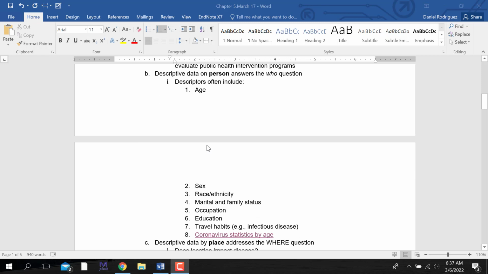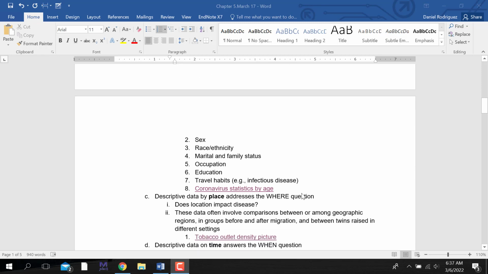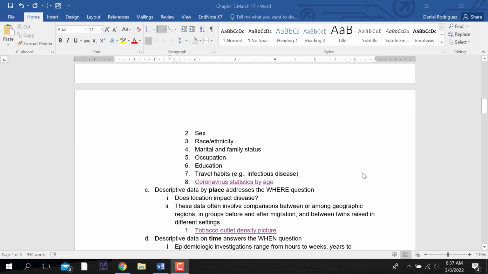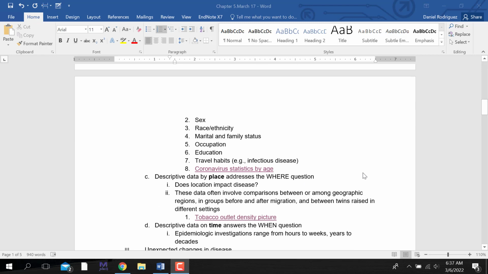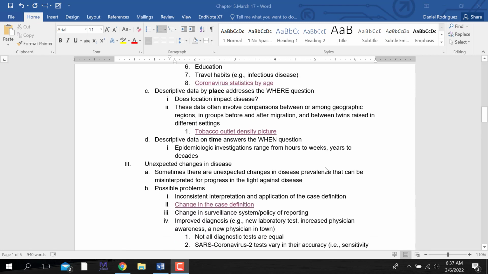When we talk about person characteristics, we talk about age, sex, race, ethnicity, marital and family status, occupation, education, travel habits. As you probably are aware, anytime you go to a healthcare provider, generally you're asked if you've traveled out of the country. That actually started because of Ebola, right? Because Ebola was so scary.